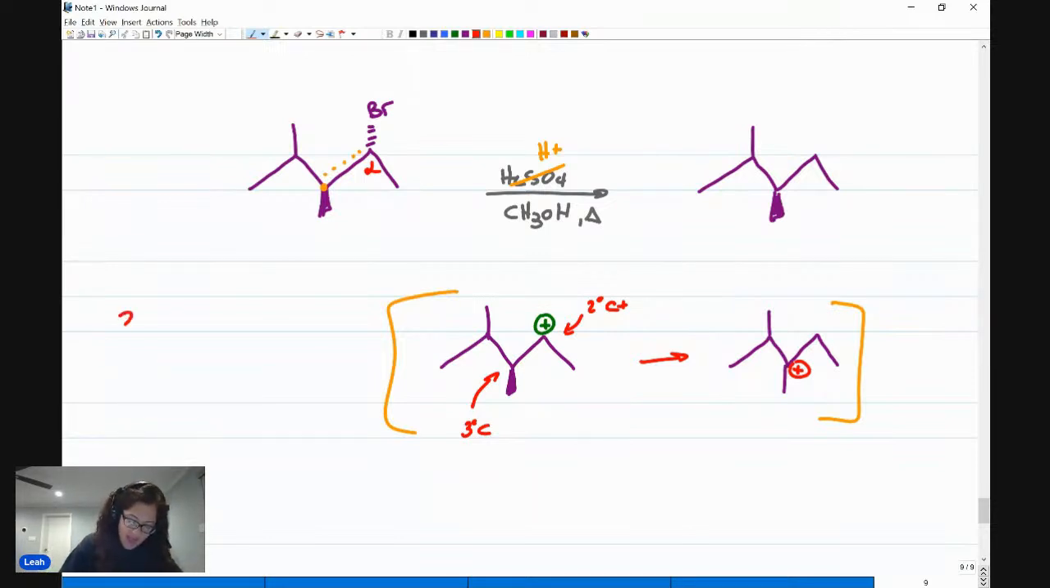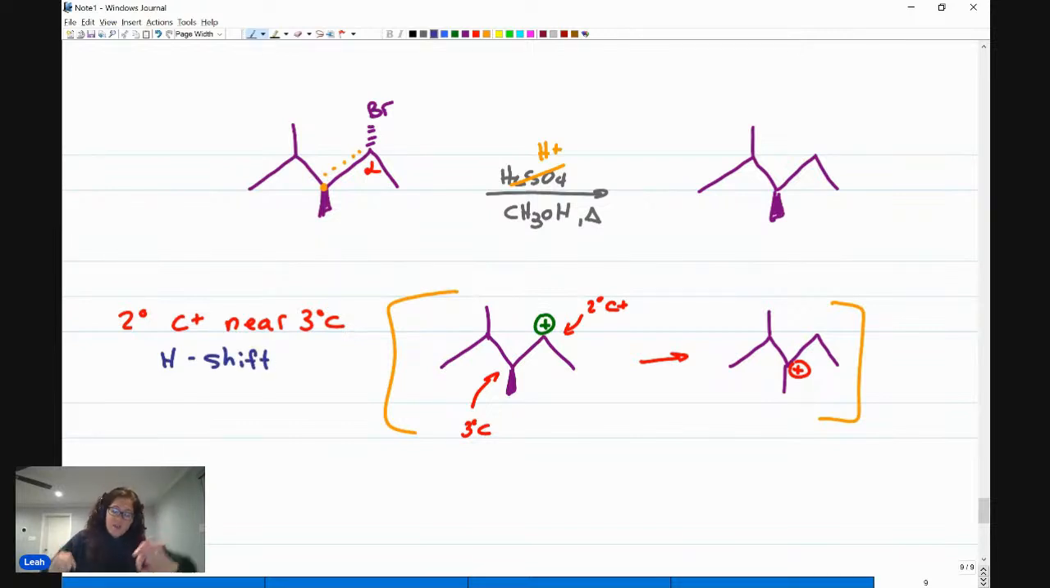So what do we do? Very simple. Here's the rule. Anytime you have a secondary carbocation near a tertiary carbon, you're going to have a carbocation rearrangement. You're going to have a hydride shift. And looking at this molecule, without doing the mechanism, you'll recognize the carbocation will form at the secondary carbon. This right here is tertiary. This is going to be the carbocation position. And then, here's the trick. The new beta is right there at secondary. The new beta is right there at tertiary.